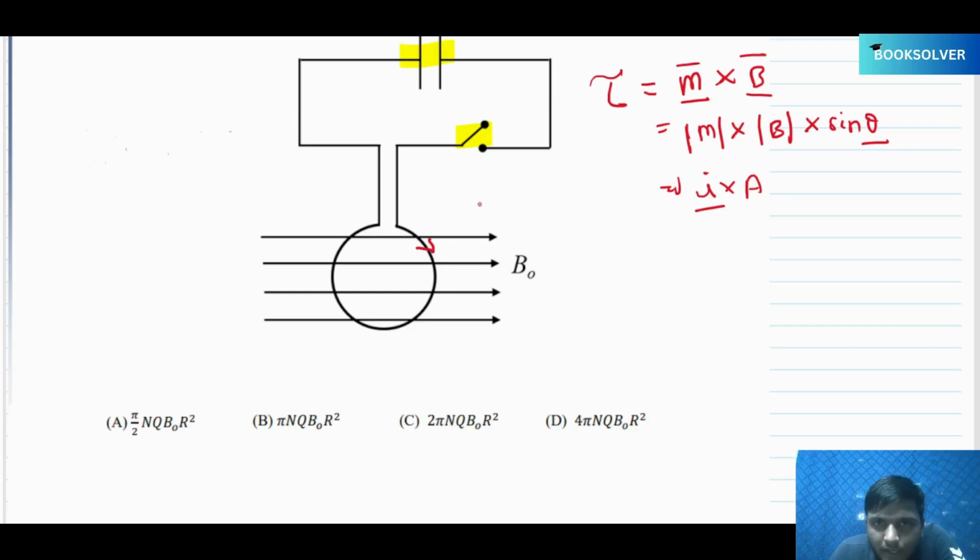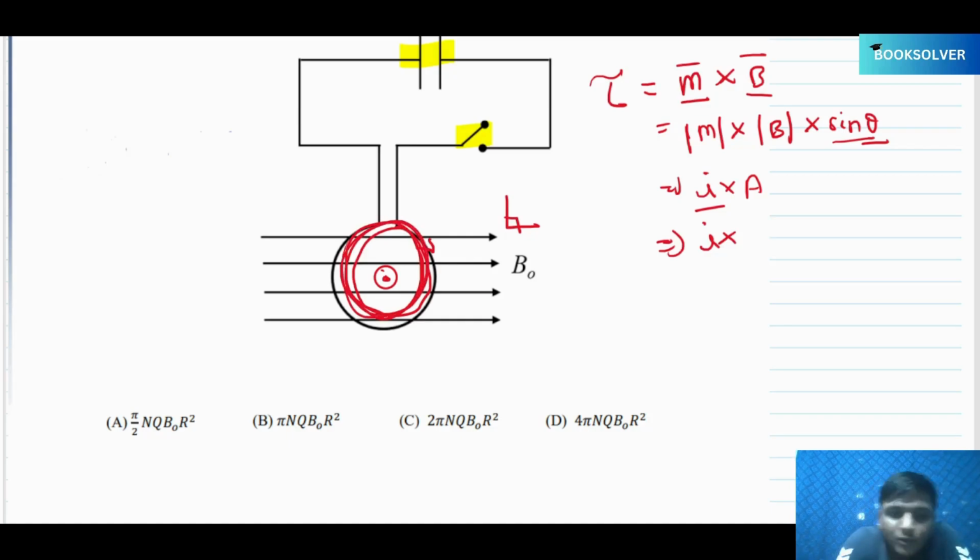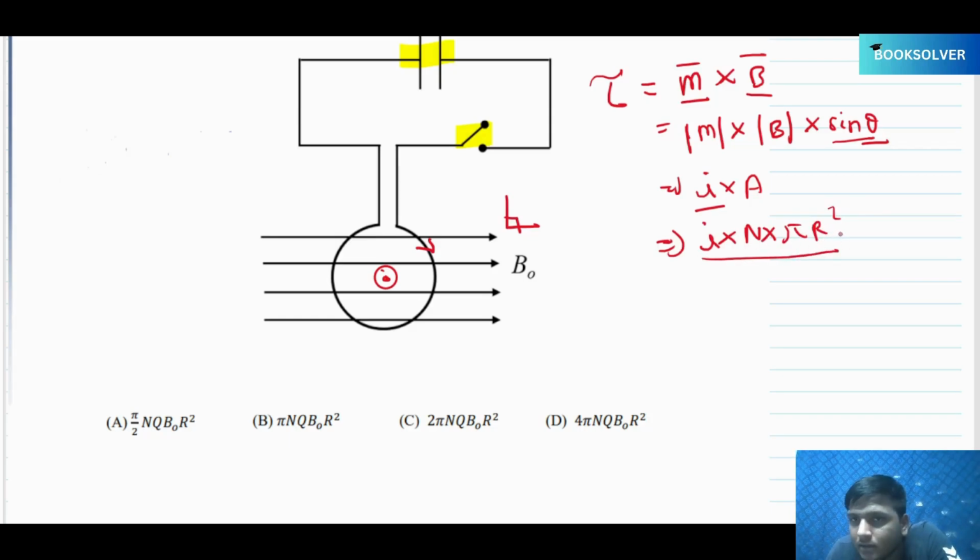So this is a coil, and we take the area vector as this, which is coming outward from the page, and this is B. The angle between them is nothing but 90 degrees here. So we can write sine theta is sine pi by 2, which is nothing but 1. So what is torque here? Torque is equal to I. Also, we have to mind how many turns there are. We are given n turns, so it is like n loops all together. So I into n into area, and area is nothing but pi r square. So this is the magnetic moment, into the magnetic field, which is B naught.